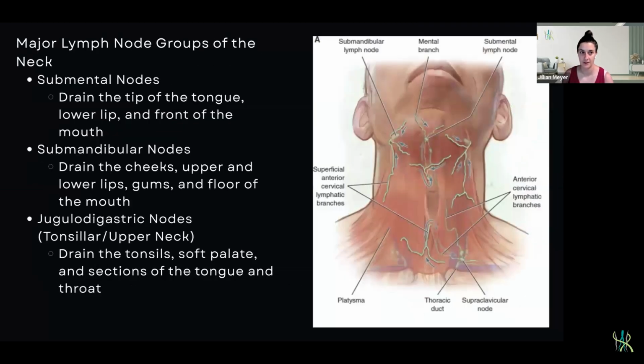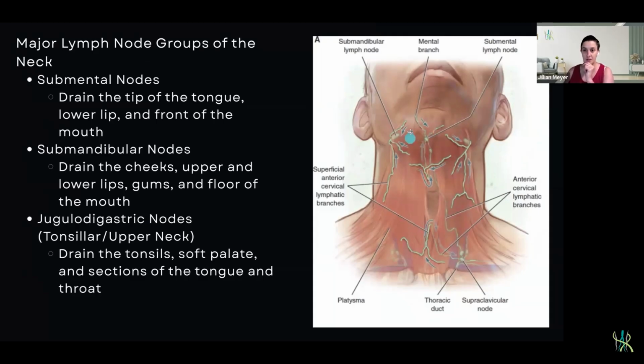Then we have the neck lymph node group. So we have the submental, mental meaning your chin. So right under, if you feel the bone of your chin and you kind of hook into your chin, maybe you've had a cold or allergies and you've felt those lymph nodes swell up.